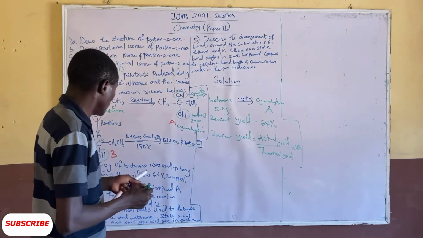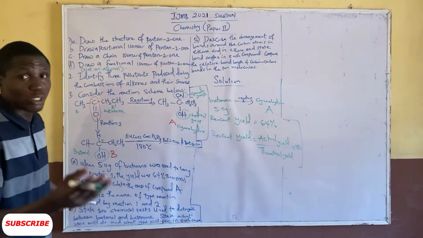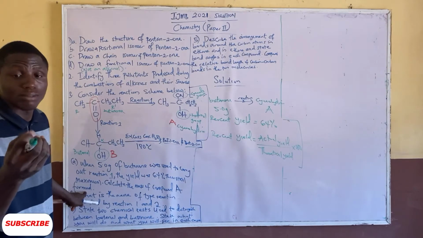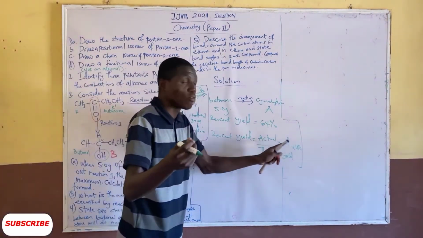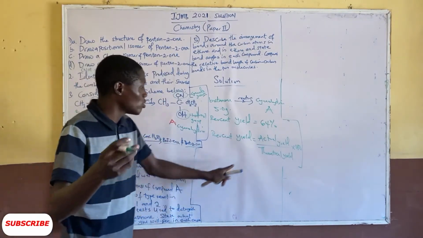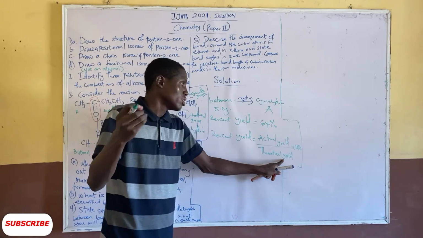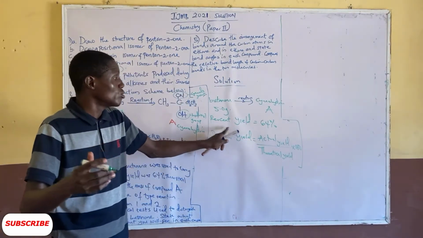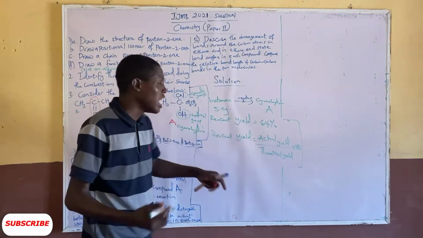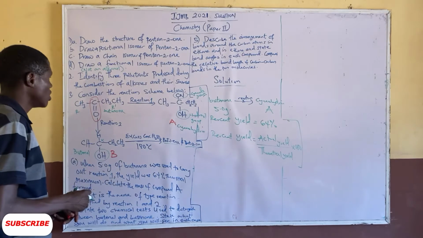To get the mass of the compound formed, which is the actual yield of A, we are going to get the theoretical yield of A first, so that you can multiply it with the percentage that they are given to get the actual yield of A. And how do you get the theoretical yield of A? You go back to the reaction.